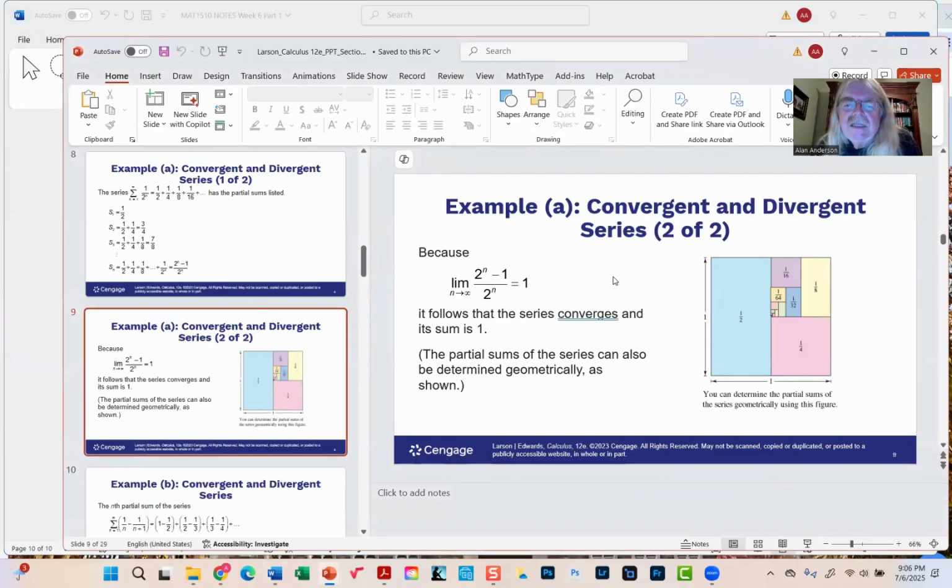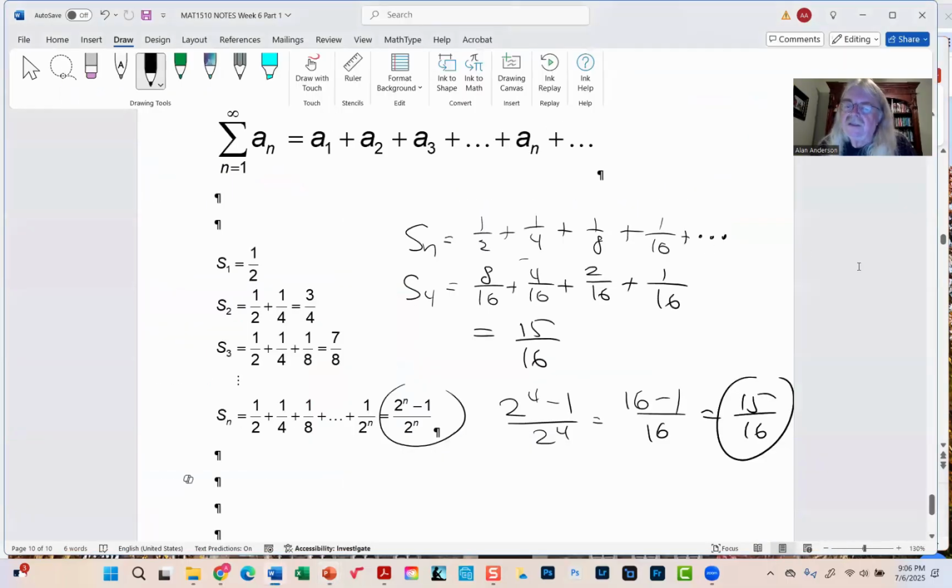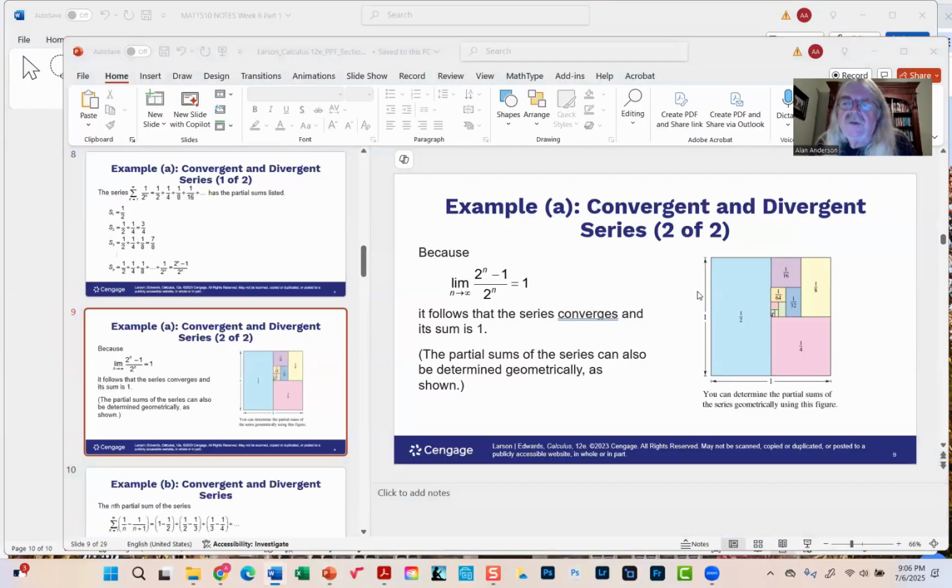And if you take the limit, well, you can see what's going to happen. Use L'Hopital, you'll end up with 1. And what that's telling us is that if you keep adding more terms, you're going to get closer and closer to 1. And that's what it means for a series to converge. The sum is getting closer and closer to a specific constant.